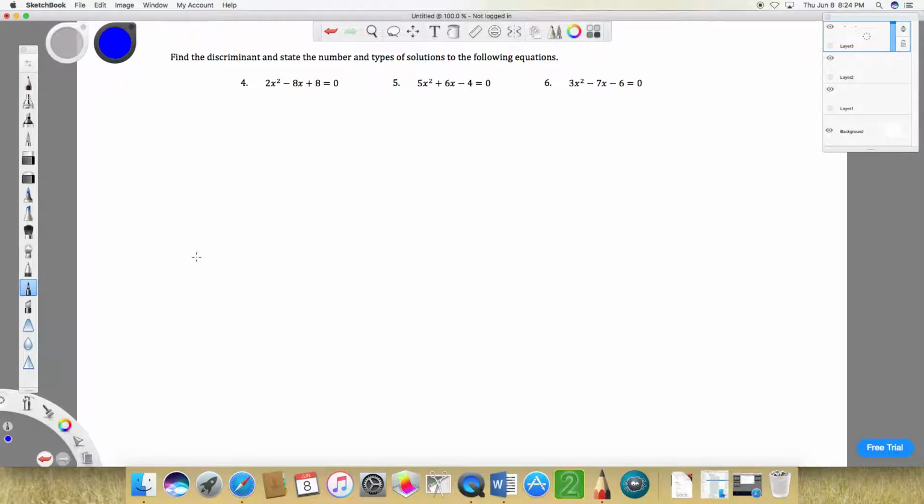Well, that comes from the quadratic formula. So our quadratic formula is the opposite of b plus or minus the square root of the discriminant. And this discriminant has a formula of b squared minus 4 times a times c. All right, so that's what we want to find in each of these problems.